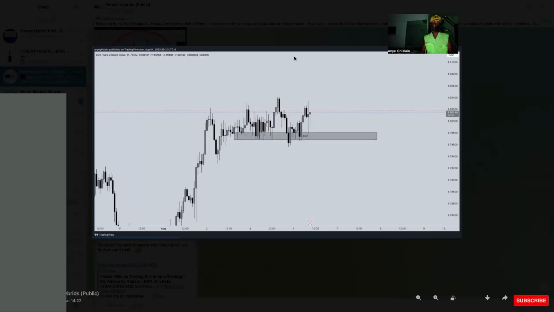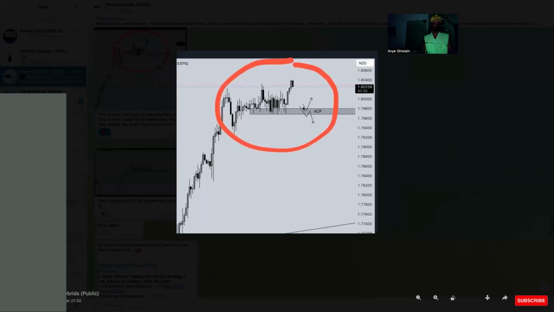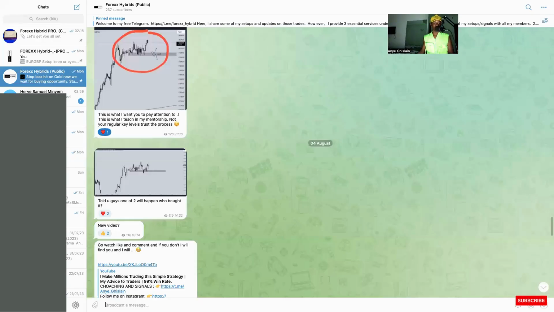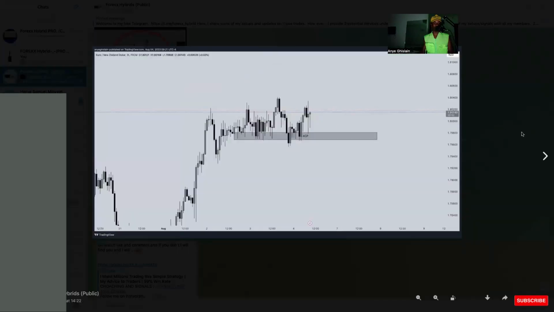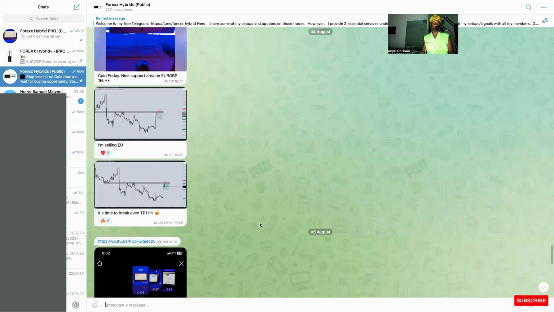This is it. This is the top, and this is the before. This is the before here, before price came and bounced on it. Then this was the after when price bounced on it already. So I took this trade, of course, and I made some money. I made a quick buck off the market.